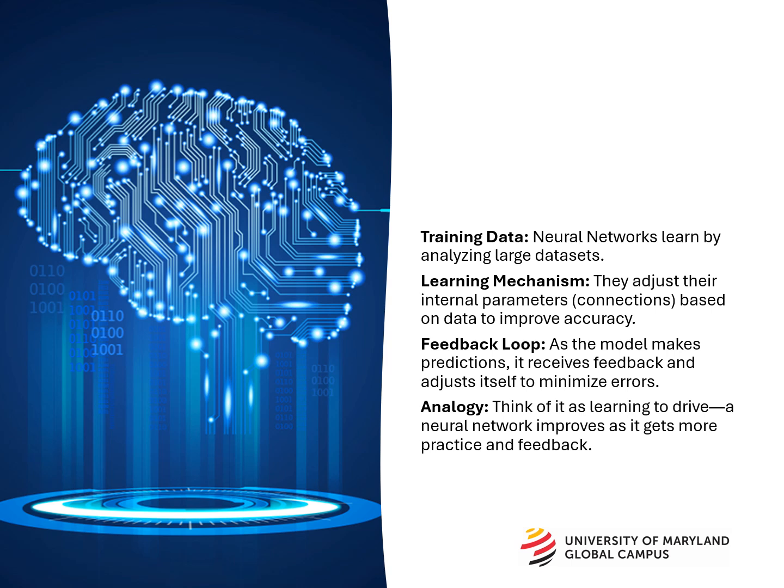To wrap up this section, a neural network learns by analyzing large datasets and adjusting its internal parameters, its connections, based on that data. Through a feedback loop, the network continuously fine-tunes itself to minimize errors, becoming more accurate with each iteration.